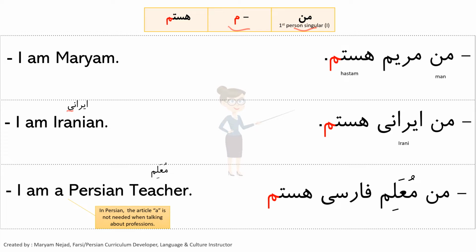من معلم فارسی هستم. So here we need to have an implied اضافه to connect معلم and Farsi.